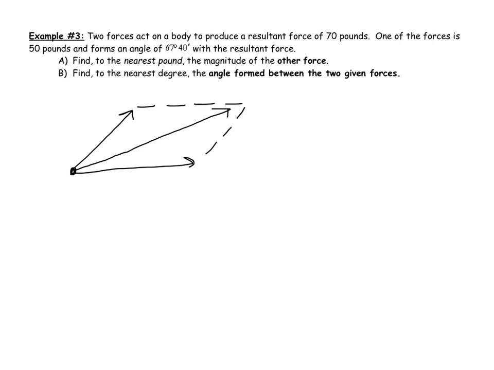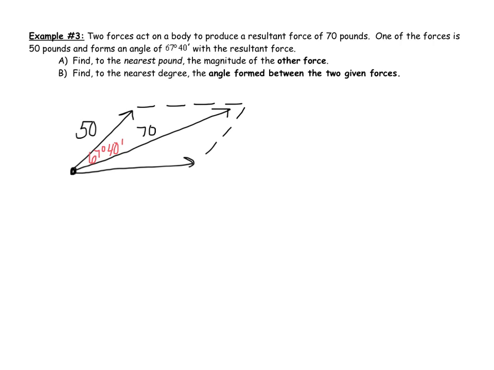So it tells you that the resultant force is 70 pounds. So I can go ahead and put 70 for the resultant, and one of the forces is 50 pounds. Okay, and they say one force is 50 pounds, and it forms an angle with the resultant force. Here's the 50 pounds, and here's the resultant force. So this angle in here will be 67 degrees 40 minutes.